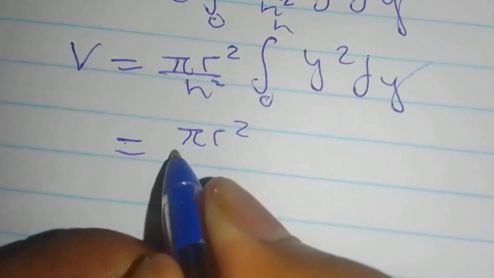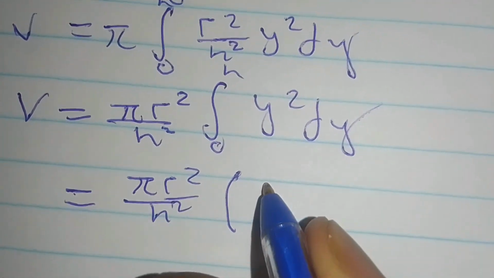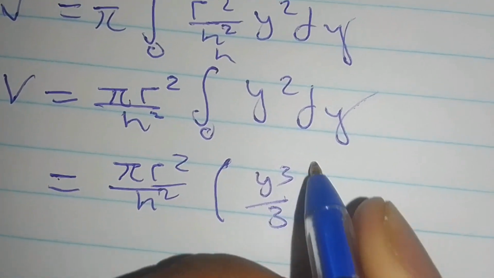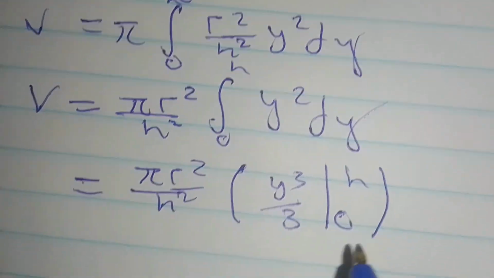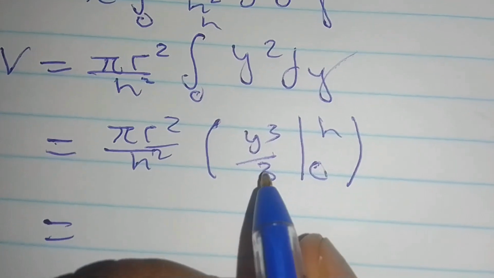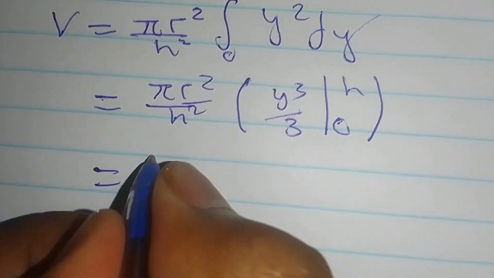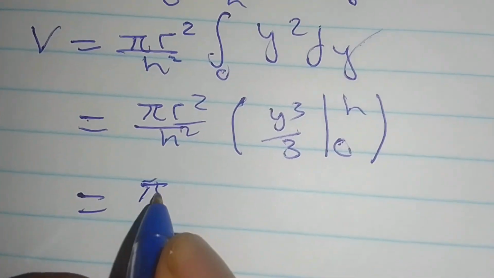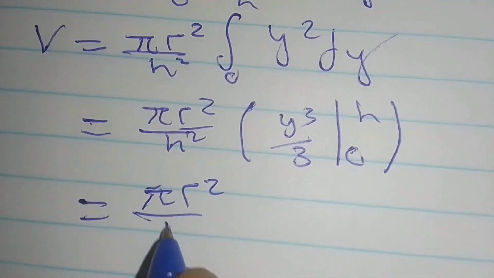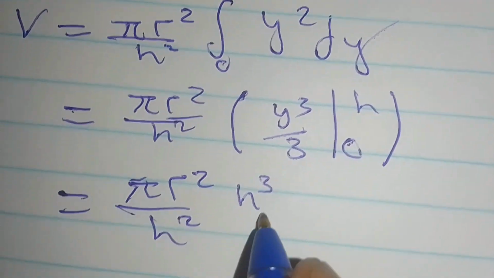Pi r squared over h squared. The integral of y squared dy will be y cubed over 3. Integrate that from 0 to h. And then we're just going to have h cubed over 3 minus 0, which is just going to be h cubed over 3. So we have the volume of that being pi r squared over h squared multiplied by h cubed over 3.